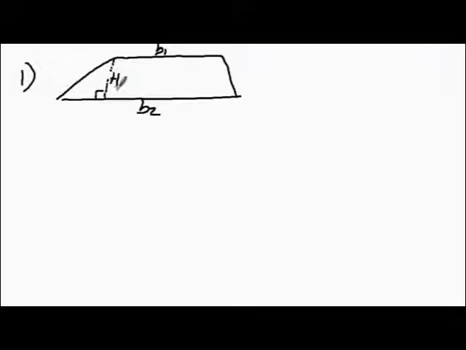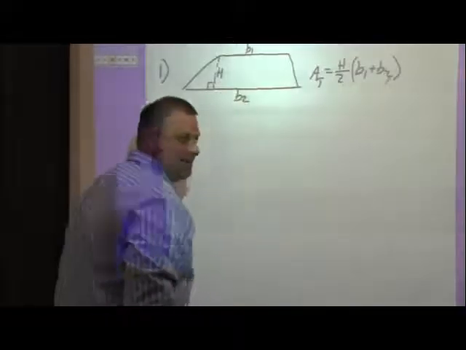To find the area of a trapezoid, I'm going to call that A of T, T for trapezoid. All you got to do is take the height that's given, if it's given, and we'll talk about that in a minute. Height over 2, height divided by 2, times the sum of the bases. So times the quantity, b sub 1 plus b sub 2. That's a trapezoid.